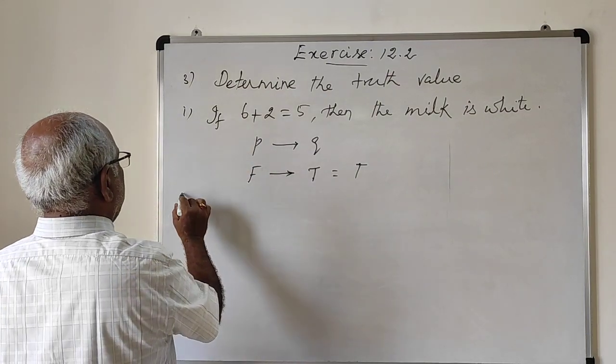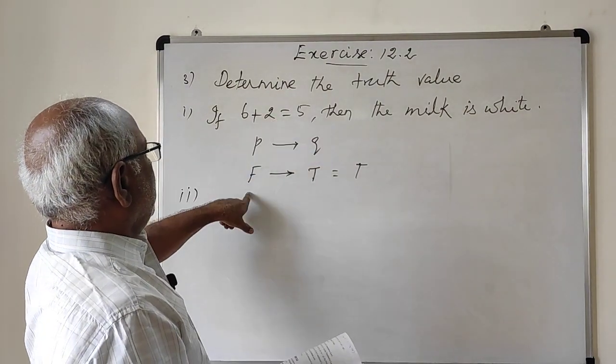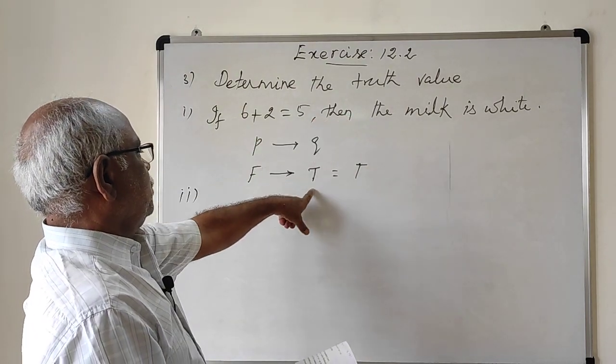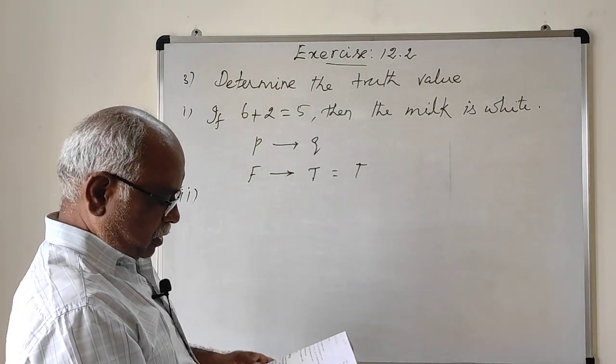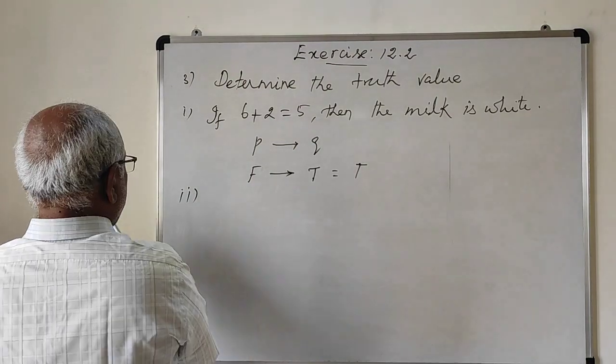This is the first problem. Second one: 6 plus 2 is 5 is false. Milk is white is true, therefore F tends to T is T. Next problem: China is in Europe.